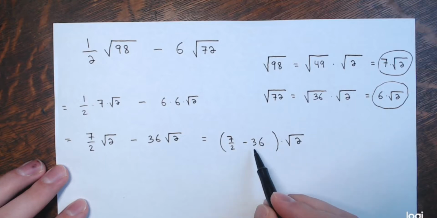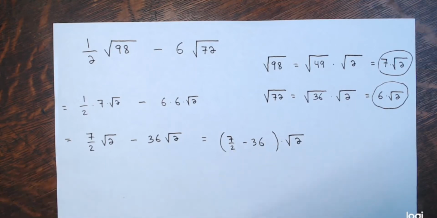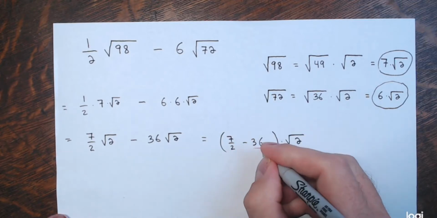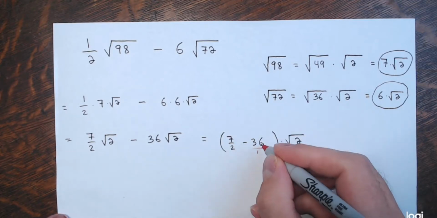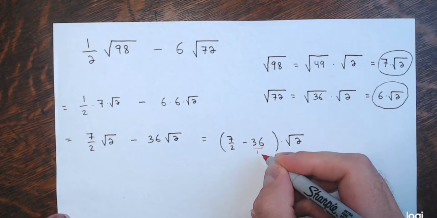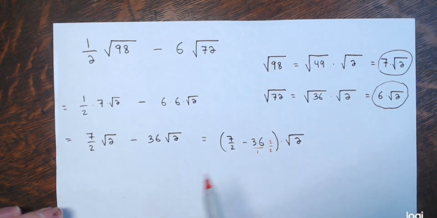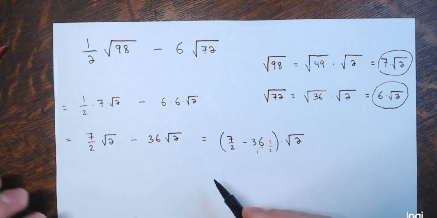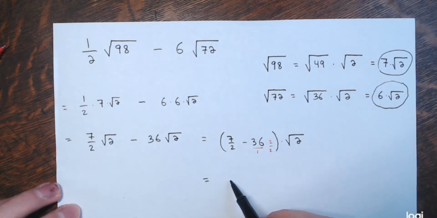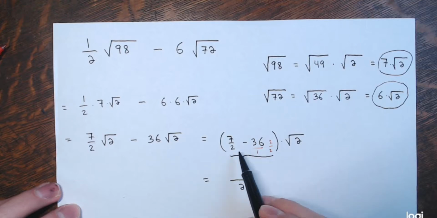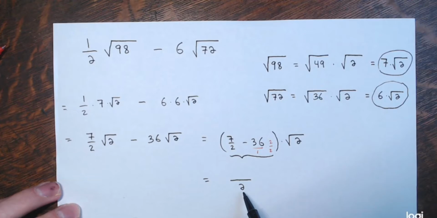Now you've got to remember, when you add or subtract numbers, you need a common denominator, right? This is like 36 over 1. So I need to multiply this by 2 over 2. So what I end up with here is a denominator of 2 from this. When you get a common denominator, that denominator is the result of the subtraction or addition. And then you combine the numerators, right?